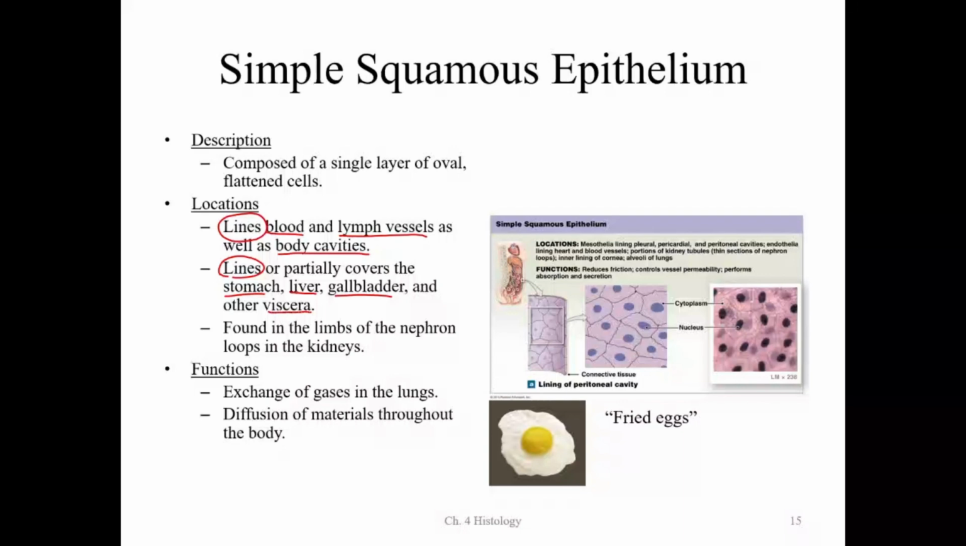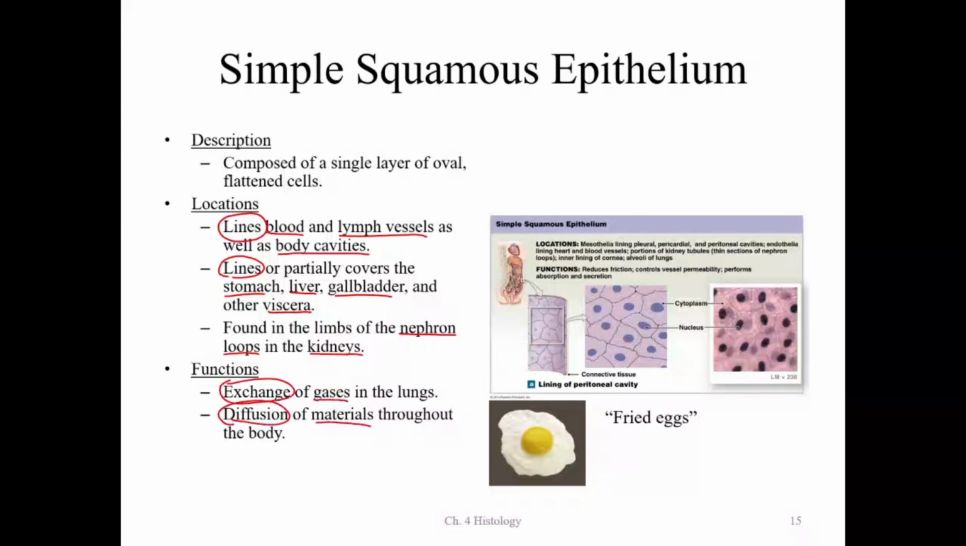And it also is in the kidneys, what we call the nephron loops. Nephron loops in the kidneys, okay? So that's where we're going to find them. Now, what does it do? It exchanges gases, and it diffuses materials.